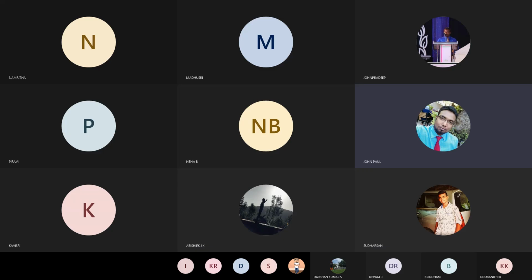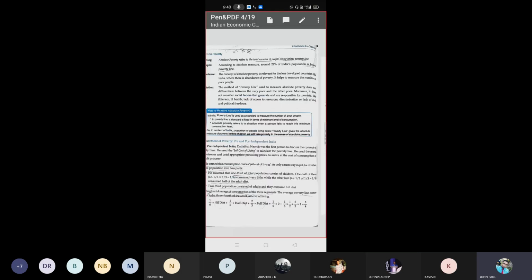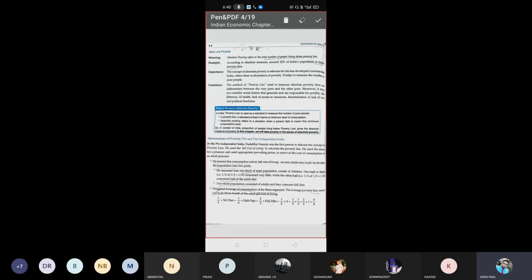So, yesterday we calculated, right? What is the poverty line, the cost of living? It is also called the measurement of poverty, or the poverty line by Dadabhai Naoroji. Okay, got it?